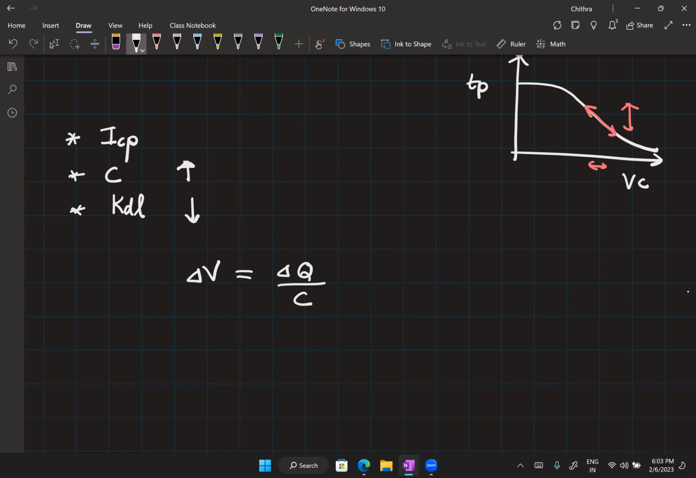For a delta T error or a phase error between in1 and in2, the charge that is getting pushed into the capacitor will be ICP times delta T. So for the same delta T, if my ICP is smaller, this delta Q will be smaller. So if I want to have lesser ripple on the VC, I have to reduce this ICP, right?